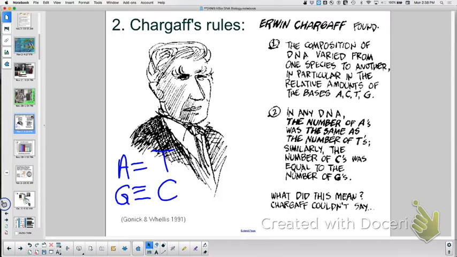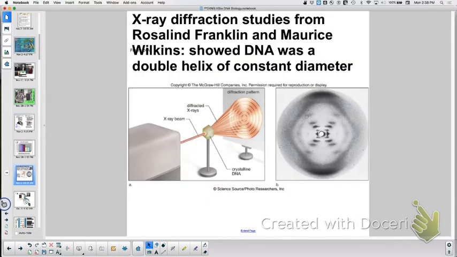Okay. Then you talked about Rosalind Franklin. And so what she was doing was X-ray diffraction studies. So she was sending X-rays through crystallized DNA and getting a pattern. And what she could see in that pattern was that there was some sort of helical nature to DNA, that there were repeating units and it was the same diameter.